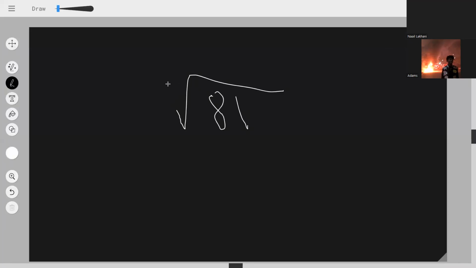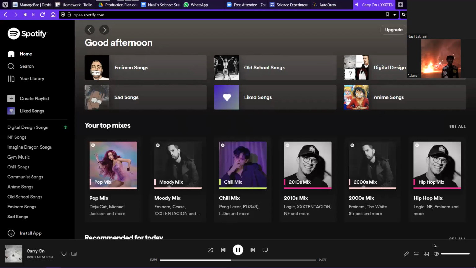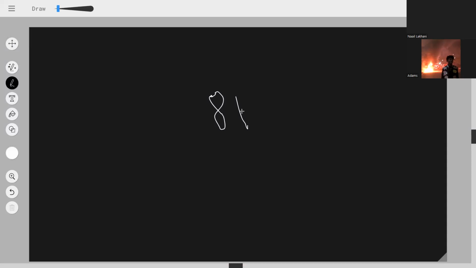81 square root. Okay, so what you do, you just have to memorize the perfect squares. 1 squared is 1, 2 squared is 4, 3 squared is 9, 4 squared is 16, 5 squared is 25, 6 squared is 36, 7 squared is 49, 8 squared is 64, 9 squared is 81, and that's all you need. You have to know your perfect squares. So for 81, that's easy because we already know it'll be 9.